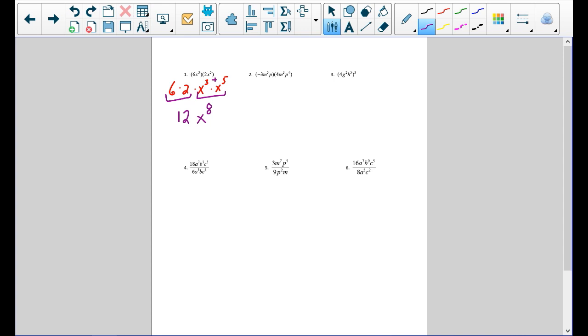So number 2, again, everything's being multiplied. So I'm looking at my numbers first. So negative 3 times 4. Negative 3 times 4 is negative 12. Now I'm going to look at my m's. Again, multiplying. So 5 plus 3 gives me m to the 8th. And then I'm going to look at my p's. Again, remember there's a 1 here. So 1 plus 4 gives me p to the 5th, and I'm done.